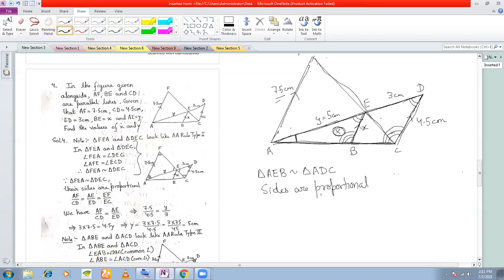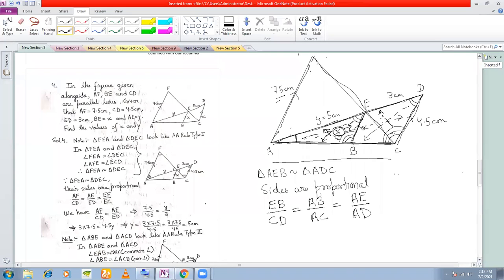Okay, so what sides are proportional here? Opposite to this common angle, in the smaller triangle, you have the side EB. You write EB. In the bigger triangle, opposite to this angle is the side CD. So you write CD. Opposite to this angle is the side AB. Opposite to this angle is the entire side AC. And finally, opposite to this angle, you have the side AE. And opposite to this angle here, you have the entire side AD.